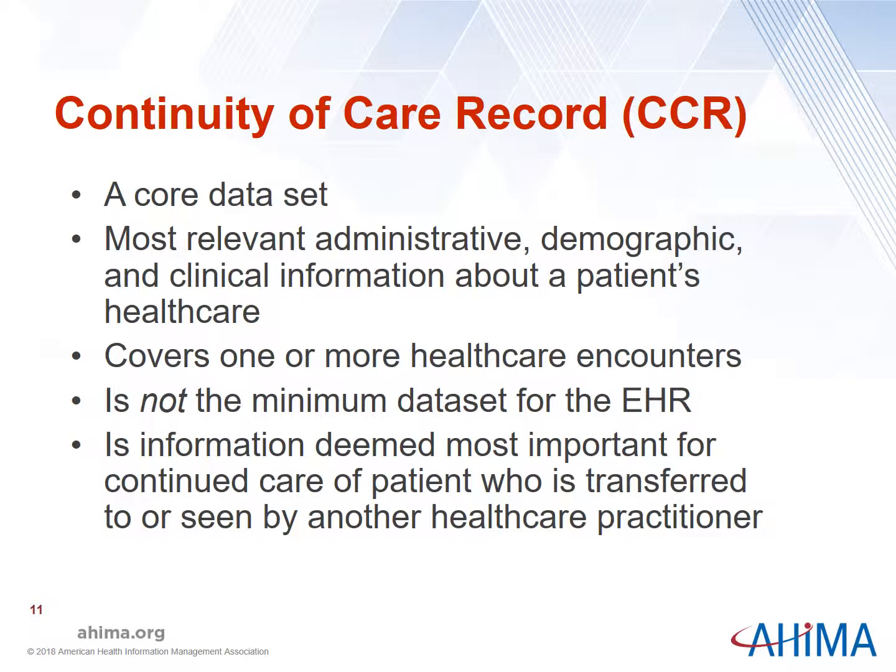EHRs include a Continuity of Care Record, or CCR, and a Personal Health Record. The CCR is a core data set, which is the most relevant administrative, demographic, and clinical information about a patient's healthcare, covering one or more healthcare encounters. The CCR is not the minimum data set for the EHR. It is only information that is deemed most important for the continued care of the patient.